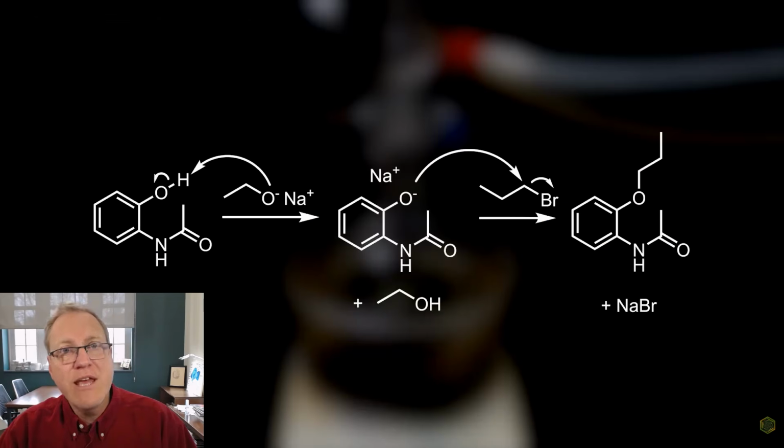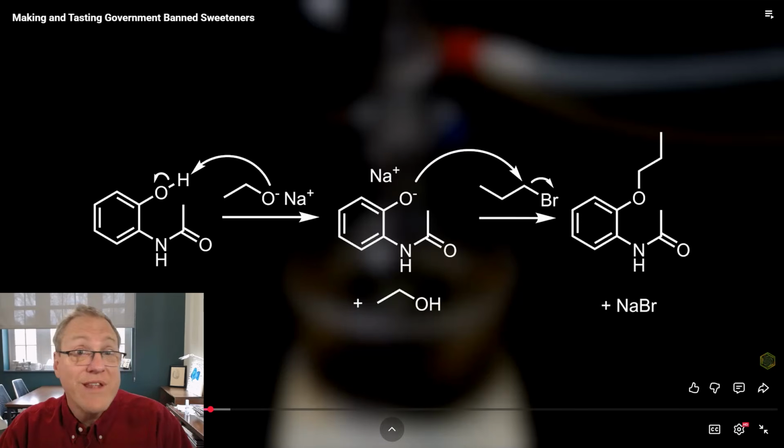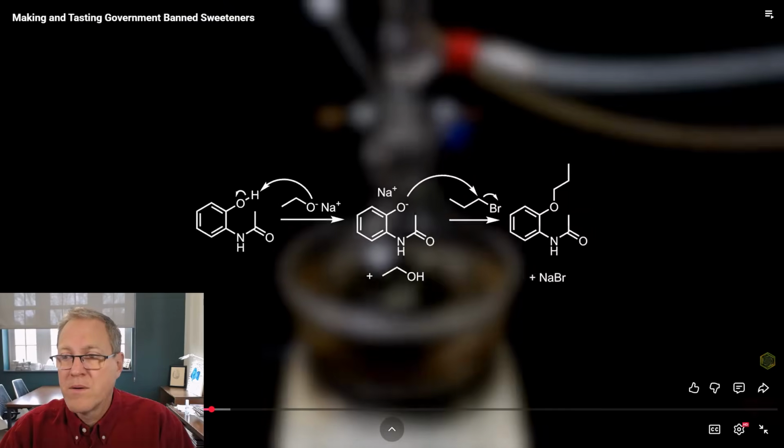The final product is an ether. We made a new carbon-oxygen bond, and we did that through an SN2 reaction. We formed a nucleophile, that phenoxide anion, and it did an SN2 on the alkyl halide. Bam, we make an ether, Williamson ether synthesis, the acetanilide and sodium bromide.